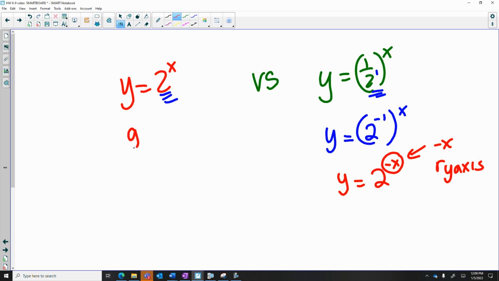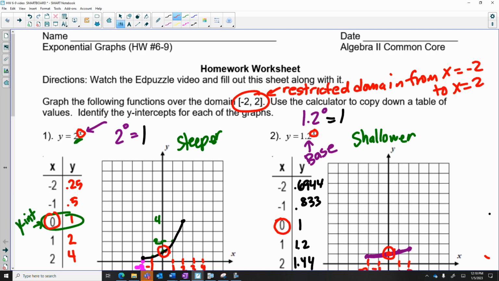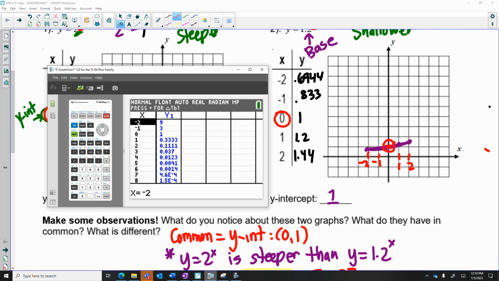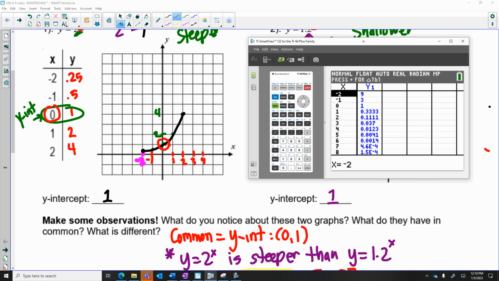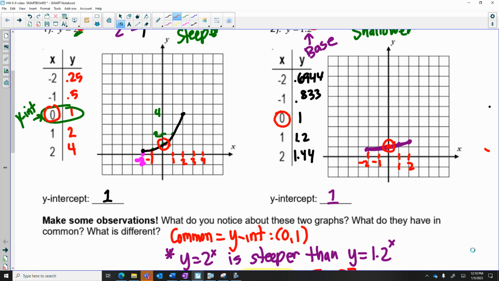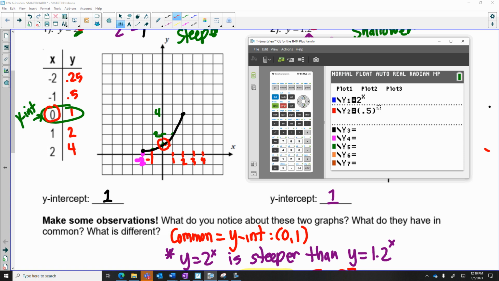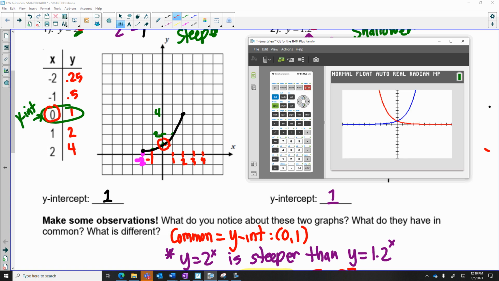This one is growth, and this one is decay, because it was actually that mirror image over the y-axis. So if I had gone back to my picture, y equals, and I had typed in 2 to the x and (1/2) to the x, you're going to see that they're a reflection over the line y equals x.